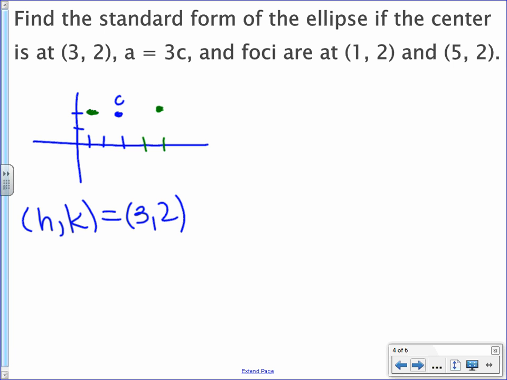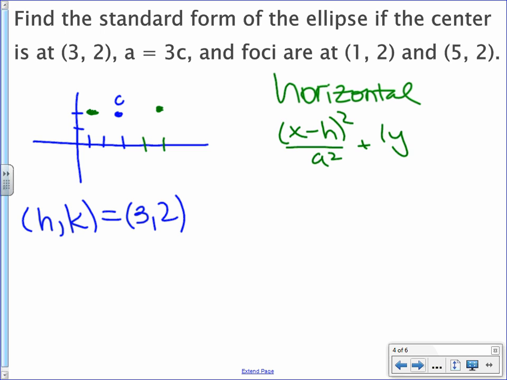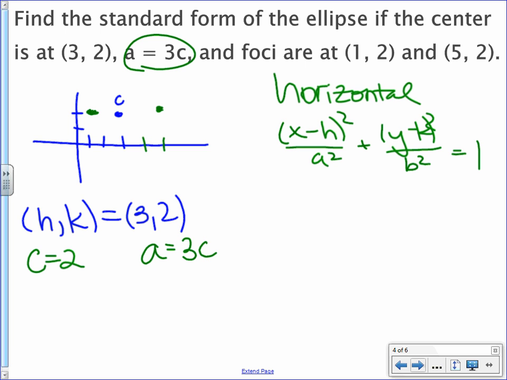Okay. First of all, what does that mean about the shape of our ellipse? I really like the horizontal ellipse, apparently, huh? I promise we'll see a vertical one. Okay. What else can we pick up from our picture? What is C? C is 2 because our foci are 2 away from the center. All right, how did you get that? Okay. A is 3C. If A is 3C and C is 2, then A has to be 6.